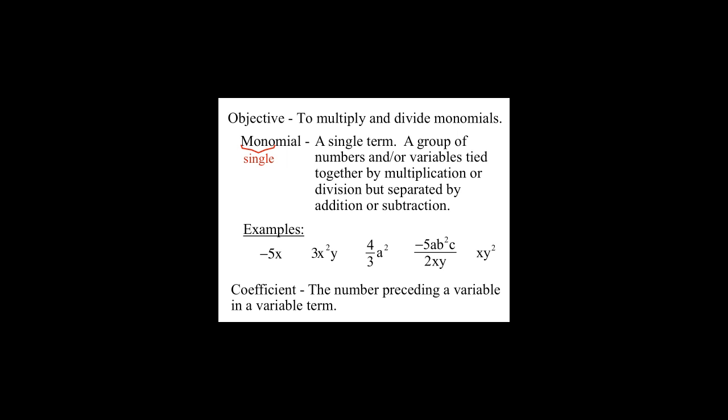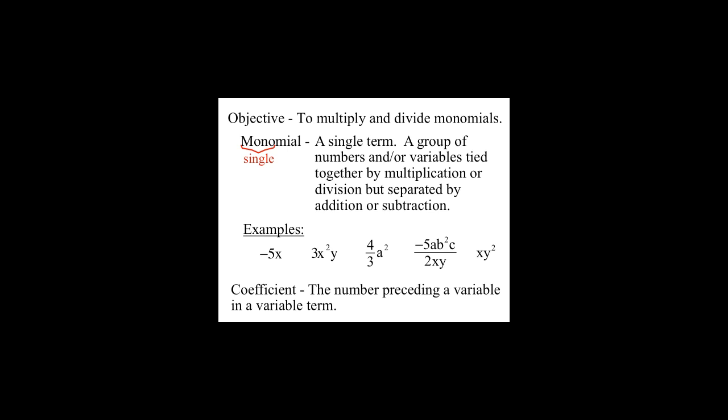These are some examples. Negative 5x, 3x squared y, 4/3 a squared, and negative 5ab squared c divided by 2xy. Now each of these are terms because none of them are separated by plus or minus signs, and they are made up of variables and/or numbers. And xy squared. All right, the coefficient is the number that comes before the variable in a variable term.